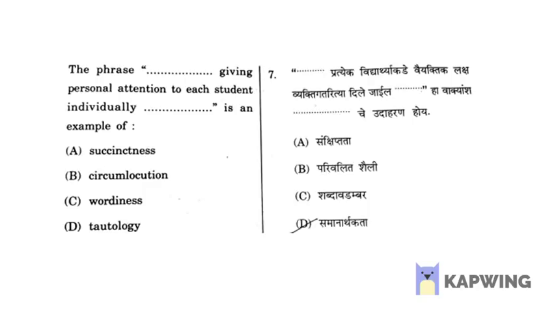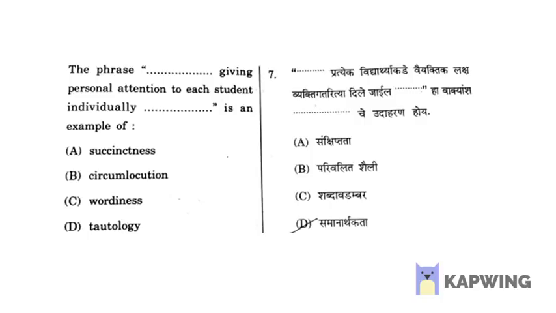Now, the phrase "giving personal attention to each student individually" is an example of. So friends, here you can see succinct means precise. So this is not a precise statement. They have given one phrase, but what is the phrase? It could have been "giving personal attention to each student". It should have ended there only. So "individually" is an extra word.